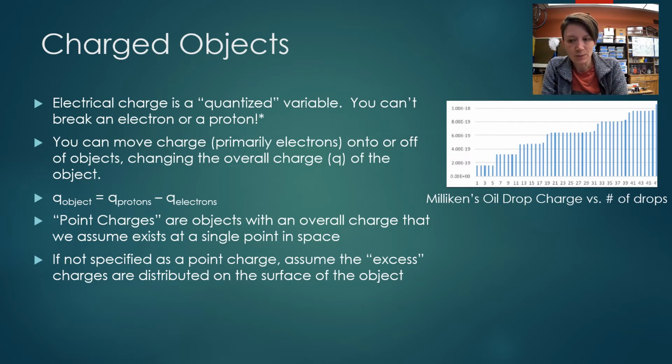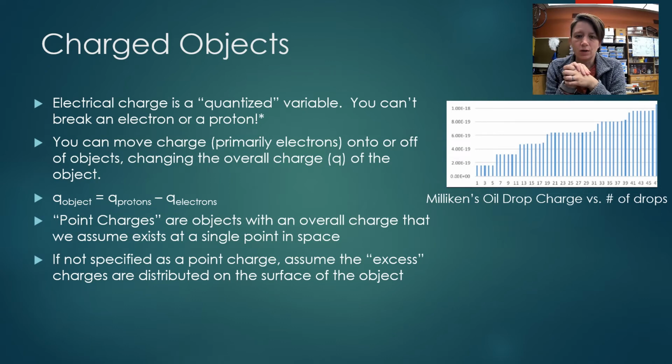If a problem does not specify that we're talking about a point charge, that means the object has dimension. It exists in space somehow. And objects that have dimension, we have to think a little bit about the distribution of charges on those surfaces.